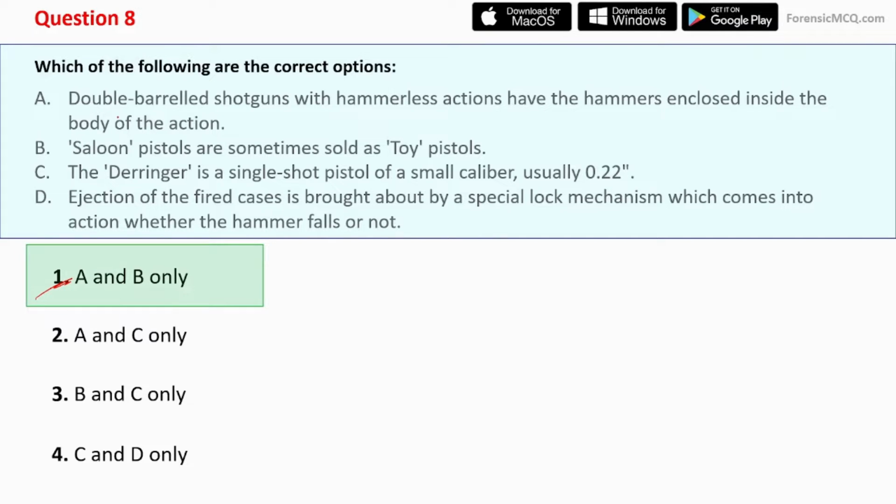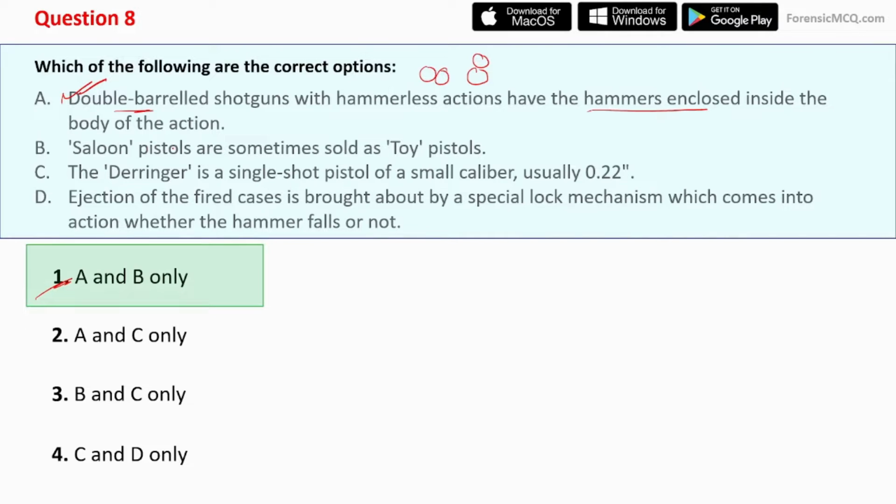Now let's check why A and B are correct. First of all, double-barrel shotguns. So what are double-barrel shotguns? Double-barrel shotguns are two-bore systems which are usually arranged side by side, or in India we call it Dunali, which is the most common name. And after that, there is the over and under arrangement. They are rare and not commonly used. Both types of shotguns have hammer or hammerless action. And in hammerless action, the hammer is enclosed inside the body. That's why option A is correct.